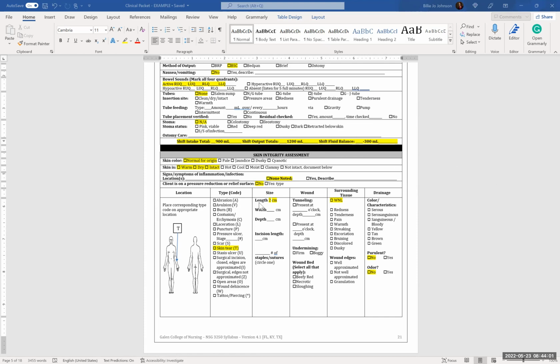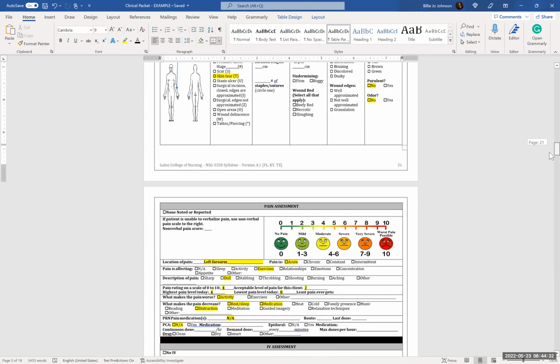Okay, skin integrity. What you can do here as well, you can write on these. Okay, you can do them on your computer as well. Highlight, or you can check them or X them, that's fine. But if they have any skin issues, make sure you're writing on the body itself where exactly it is. Describe it. Okay, I'm just walking you through so you know what we have to get done here. Where exactly we want you to put these things. Remember, do the entire assessment.